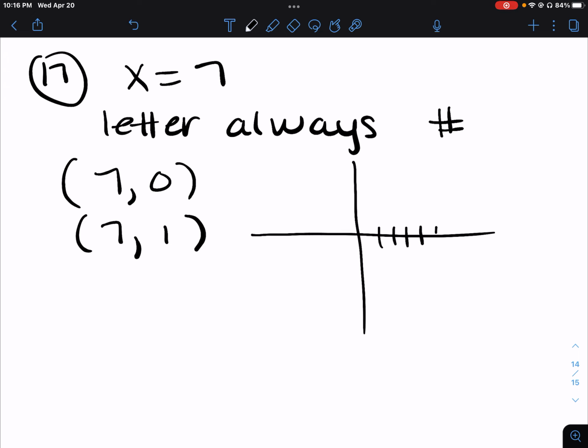7, 0, over 7 up 0. 7, 1, over 7 up 1. You can choose any number for y because lines go on forever.